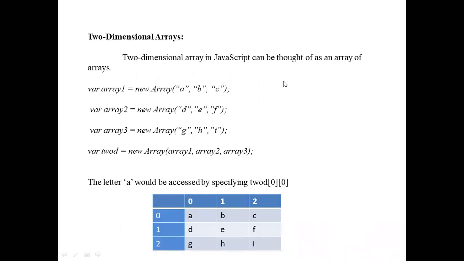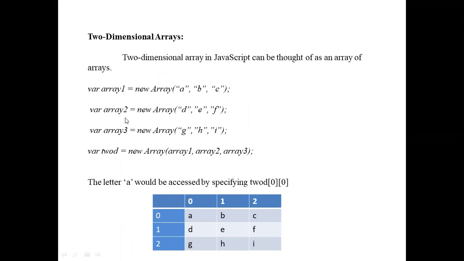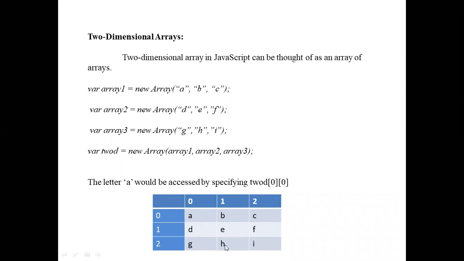Next one, two-dimensional array. This is an array of arrays. In this example, there are three arrays: array1, array2, array3. And 2D is the two-dimensional array, that is, array of array1, array2, array3. Three arrays, so this is a 3 by 3 two-dimensional array. If you want to access the element H, the letter H would be accessed by specifying 2D[2][1].